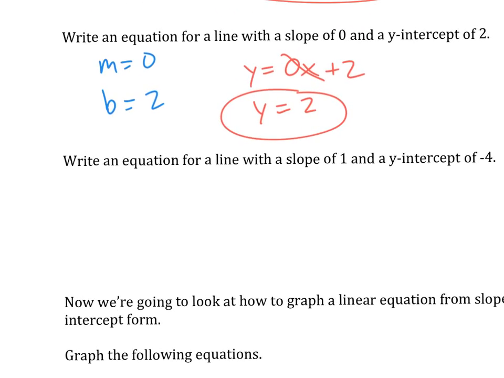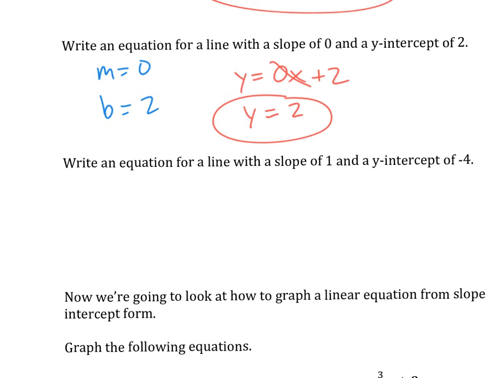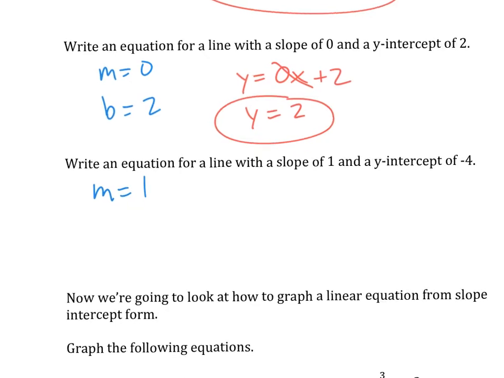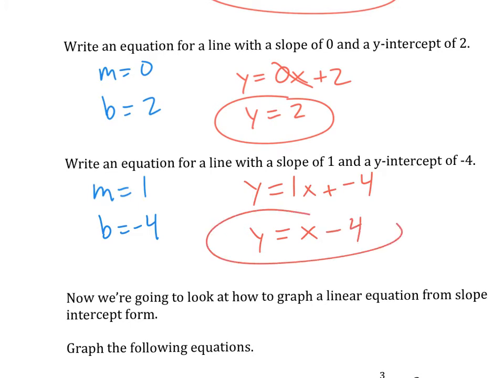Finally, write an equation for a line with a slope of 1 and a y-intercept of -4. So we'll have m equals 1 and b equals -4. Our equation will be y equals 1 times x plus -4 plus our y-intercept. Let's simplify this out a little bit. 1 times x is really just x, so we can just have that x there. If we're adding a -4, that's the same as subtracting 4. So this would be the simplified form, y equals x minus 4.